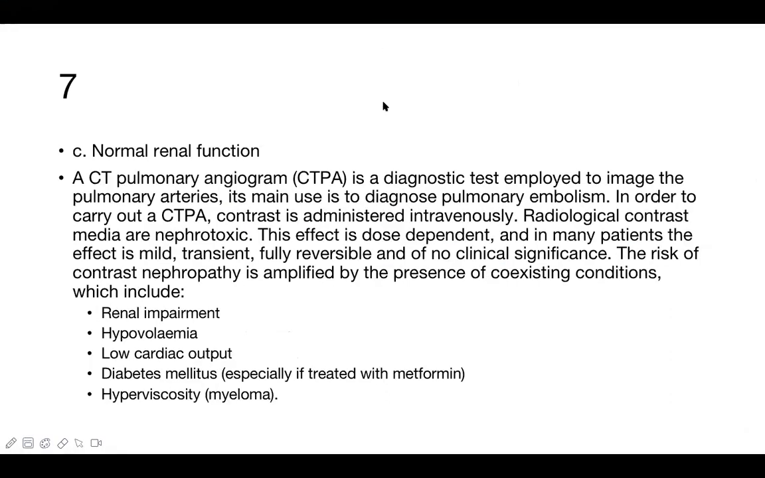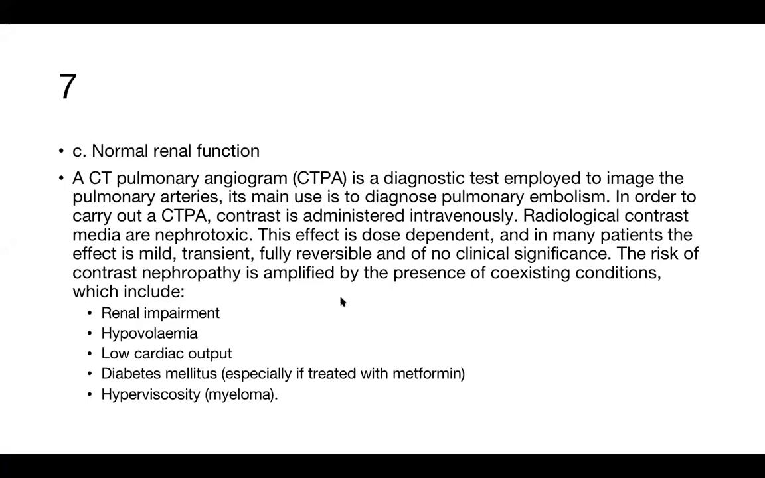Okay. Now see here. So this is the answer. Let me go through it now. So the renal function test should be done. This is a CT pulmonary angiography, which is a diagnostic test. We want to rule out whether pulmonary embolism is there or not. When we do this, the radiological contrast material should be given, and they are nephrotoxic. So we need to make sure whether the kidney is in right condition or not.